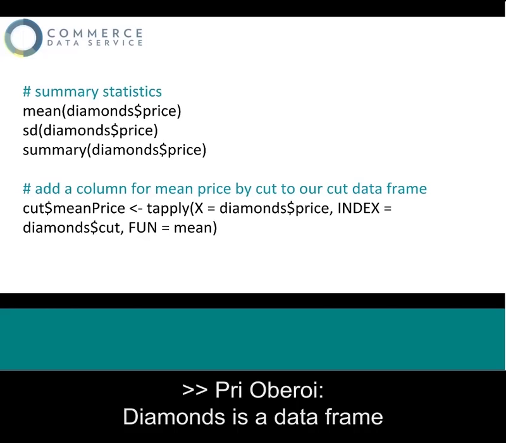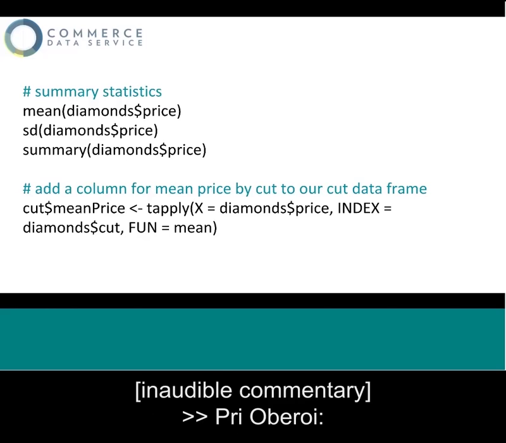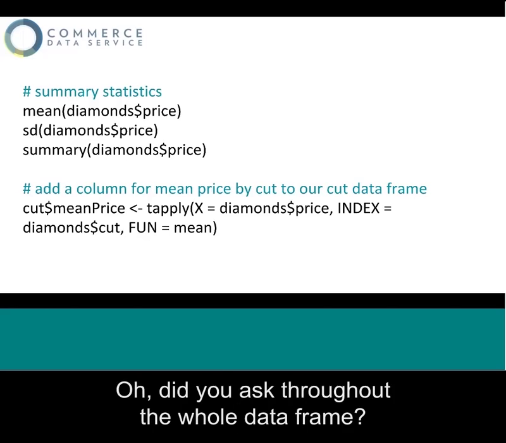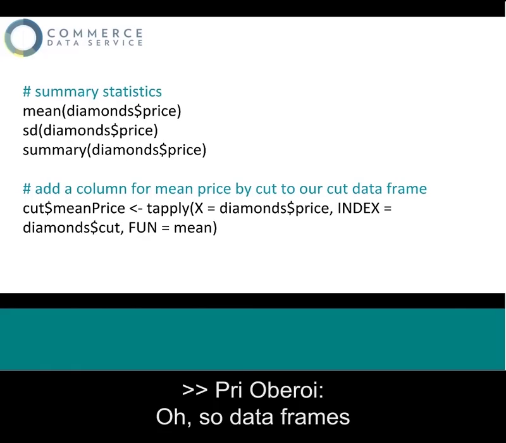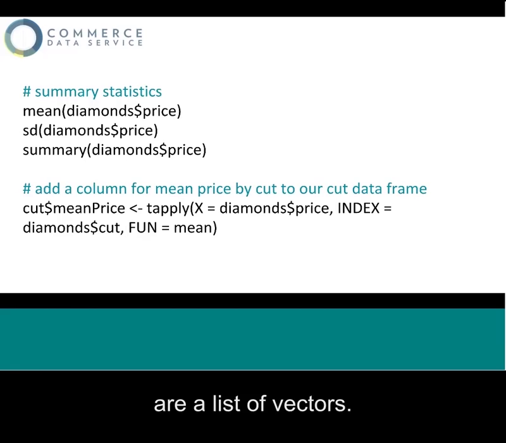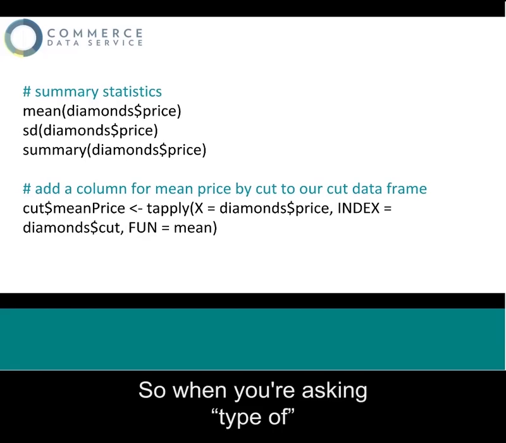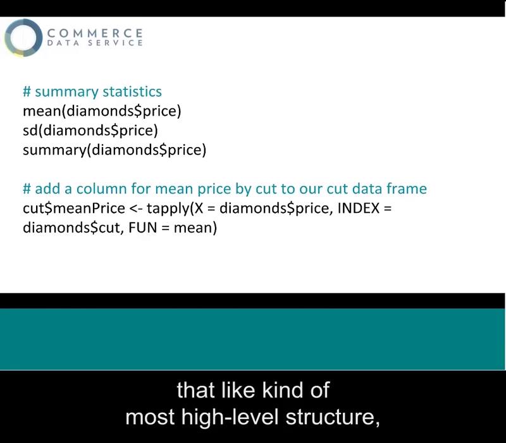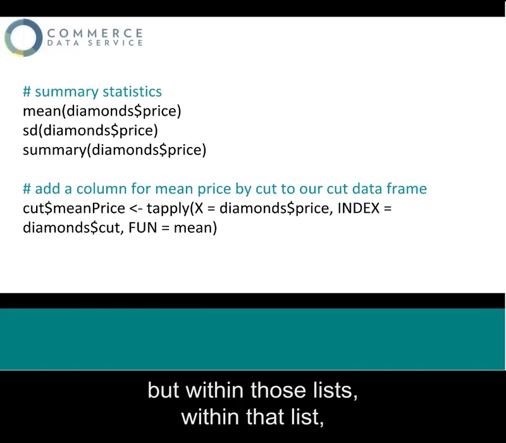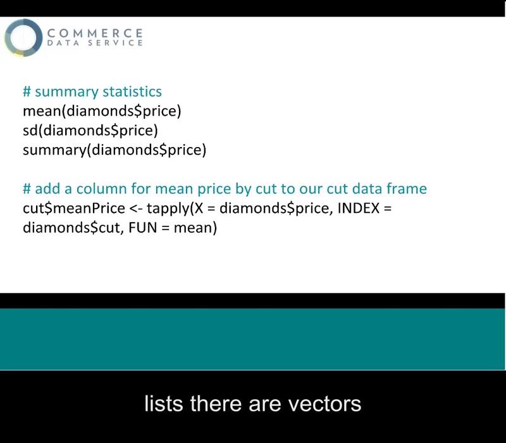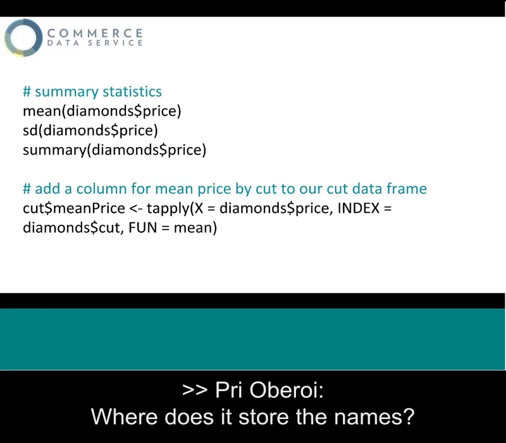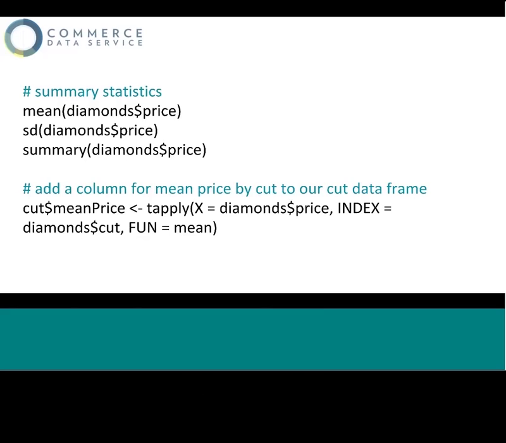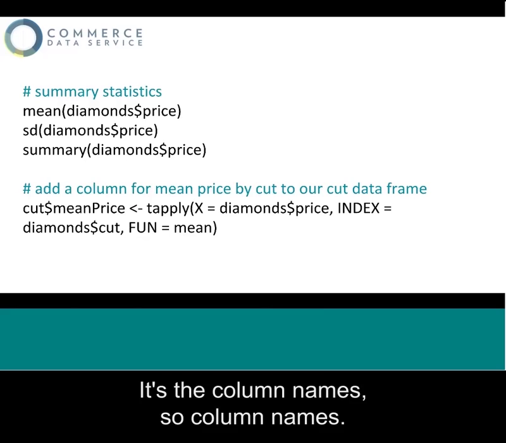Diamonds is a data frame because it has, oh, did you ask about the whole data frame? Data frames are a list of vectors. So when you're asking typeof, it's evaluating the highest level structure, but within that list there are vectors or things like that. Where does it store the name within the data frame? It's the column name, so colnames or names.